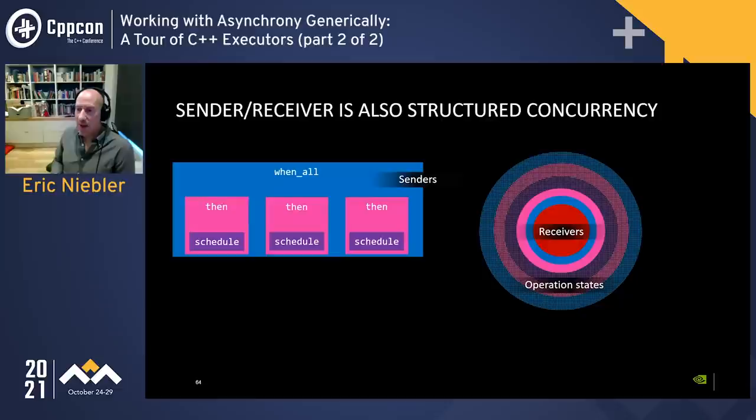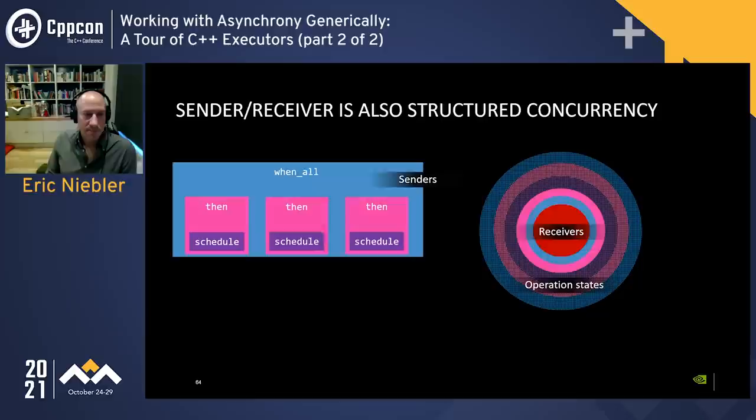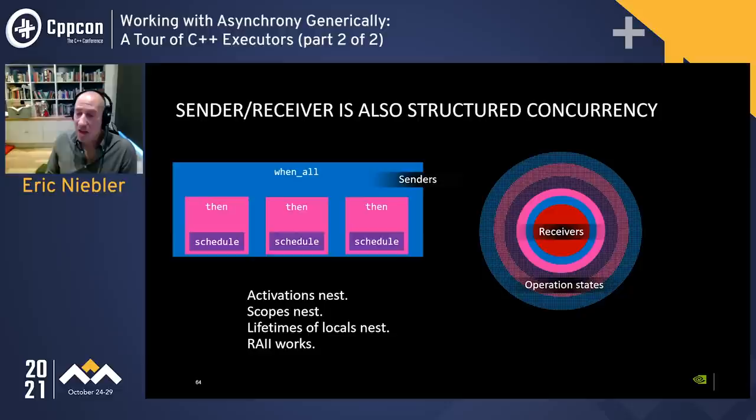If you were here for the last hour, you saw the when all example that nested three then expressions, which nested a schedule expression. These things are all senders. And when you connect it with a receiver, what you get back is this blob. And that's the operation state, the state of that asynchronous operation, by which I mean all of the data that needs to be persisted for the duration of that operation, and also some logic about how to execute it. Okay. Sender and receiver is also structured concurrency, right? Activations nest. This is how it executes, outside in. So we could see that the activations nest, scopes nest, lifetime of locals nest, and RAII works in sender receiver because of these nested activations.